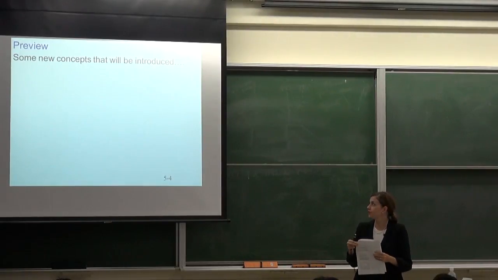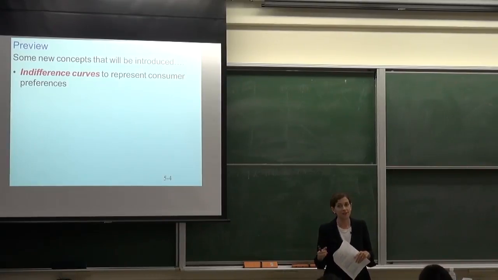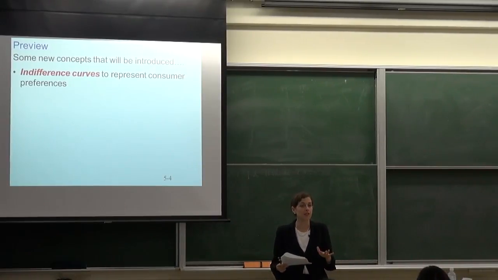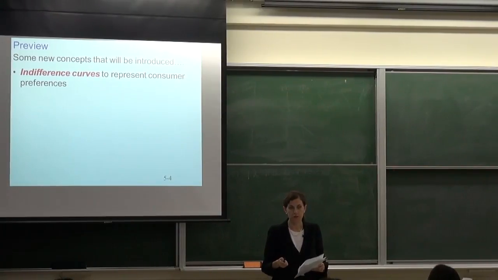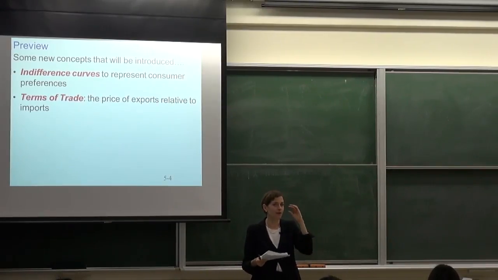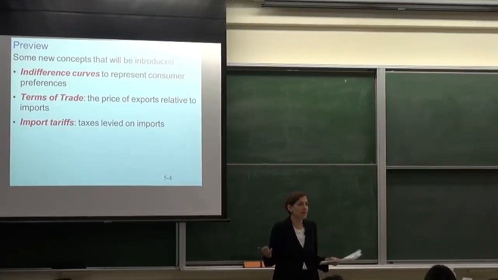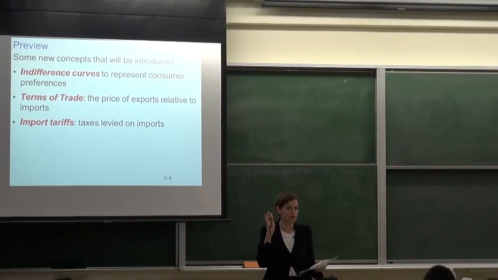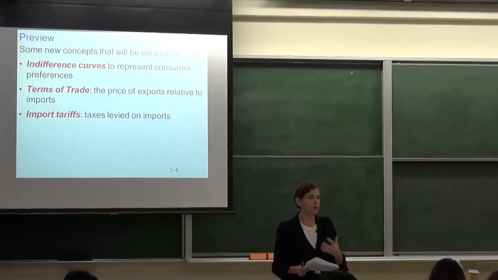So the new concepts or terms are, one, indifference curves. I hope that sounds familiar from your microeconomics course. Basically, this is a graphical tool to represent consumer preferences. Two, terms of trade, which I'll tell you right now what that is. That is simply the ratio of the price of a country's export good to the price of a country's import good. And then import tariffs. You may think you already know what a tariff is, but just to be crystal clear, a tariff is a tax that is levied on an import.